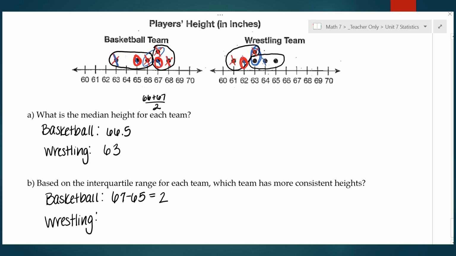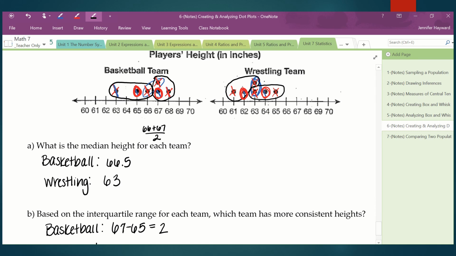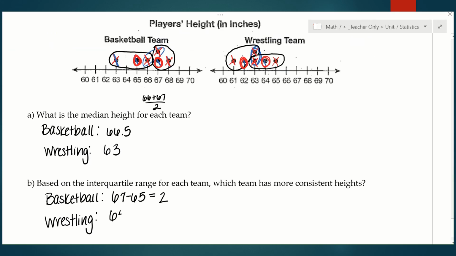So it looks like I'm getting a first quartile of 62 and a third quartile of 64. 64 minus 62 gives me an IQR of 2. Okay, so oddly enough, the IQRs are the same. So what that means is that both teams have the same consistency in their heights.